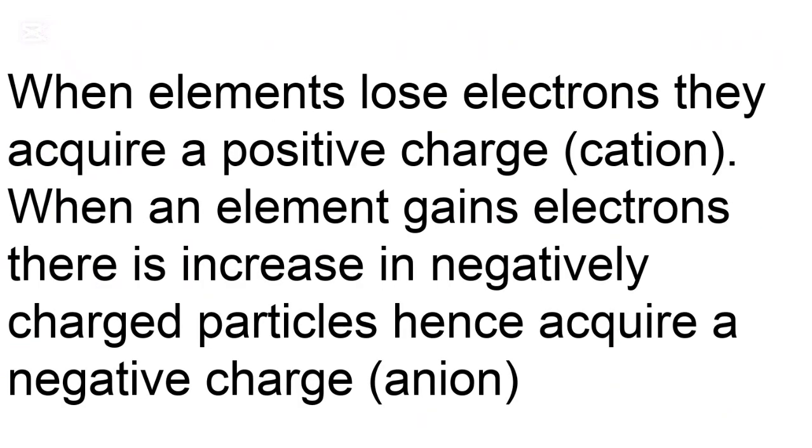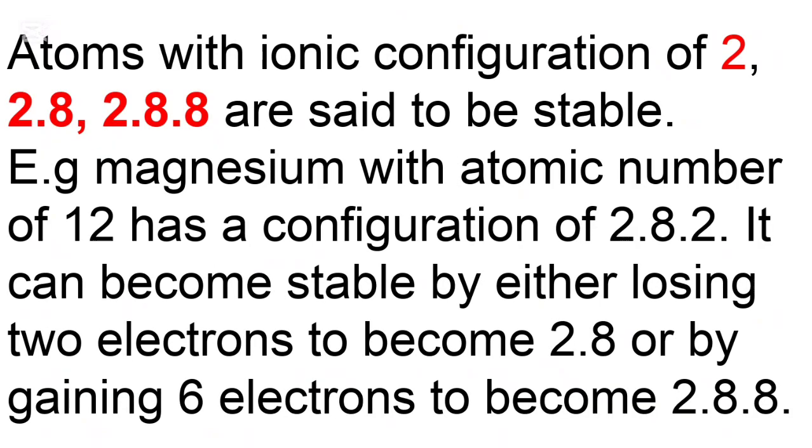When elements lose electrons, they acquire a positive charge, hence a cation. When an element gains electrons, there is an increase in the negatively charged particles, hence it acquires a negative charge, the anion. Atoms with an ionic configuration of 2, 2.8, 2.8.8 are said to be stable.